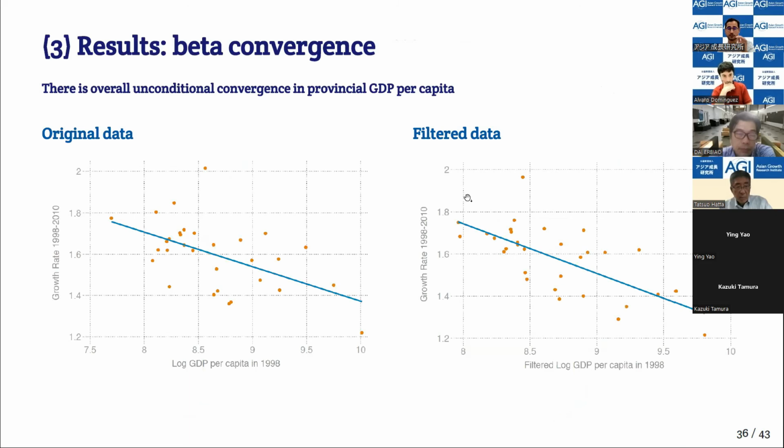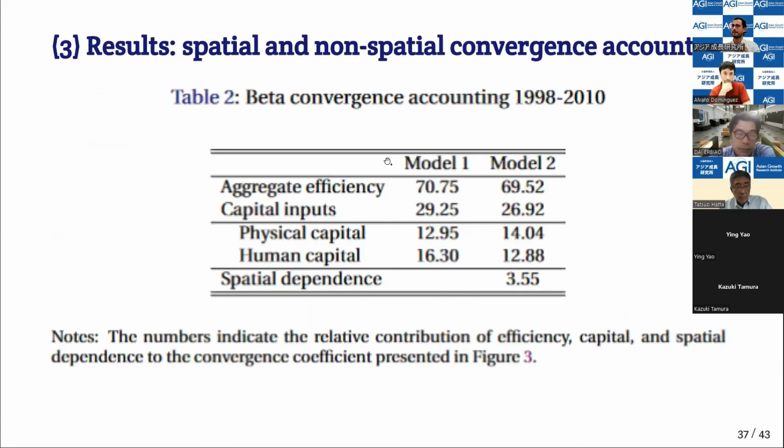Now, what are the results of absolute convergence? Well, the original data and the filtered data both show patterns of convergence. You can see here these two figures where we have on the x-axis the initial level of GDP per capita, and on the y-axis the overall growth rate from 1998 to 2010. Now, the main result of this paper can be summarized with this table.